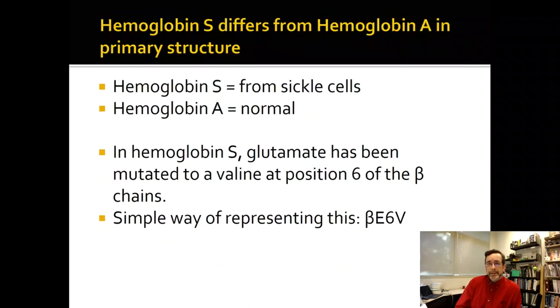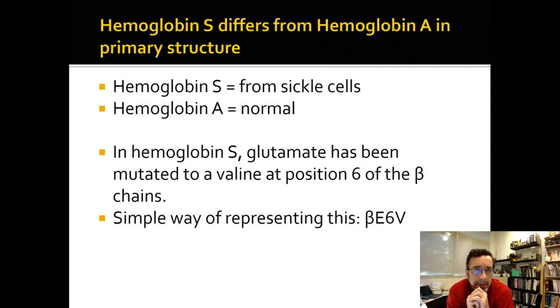The main thing is a structural mutation that causes a structural problem in the hemoglobin, which causes a structural problem in the cells. So if you look at the primary structure, sickle cell anemia always associates with one little mutation. Glutamate at position 6 of the beta chain has been mutated to a valine.